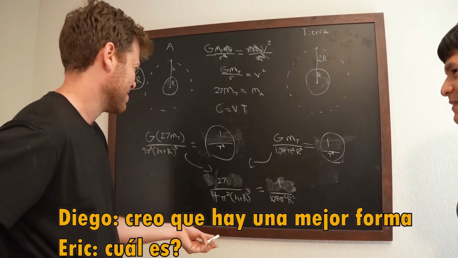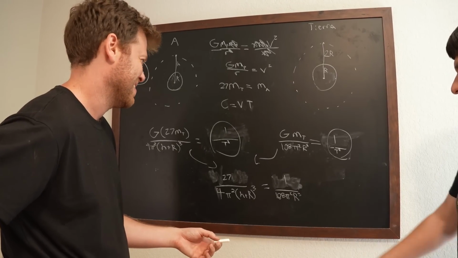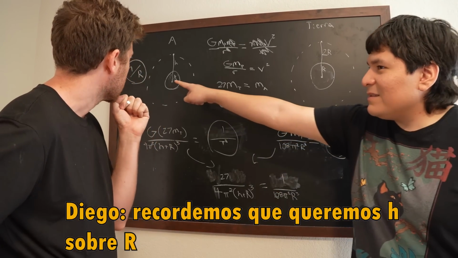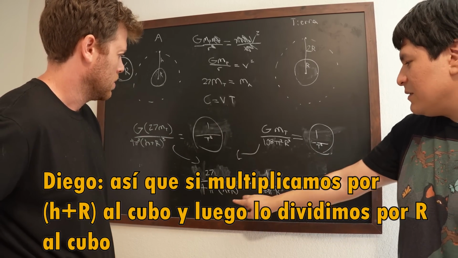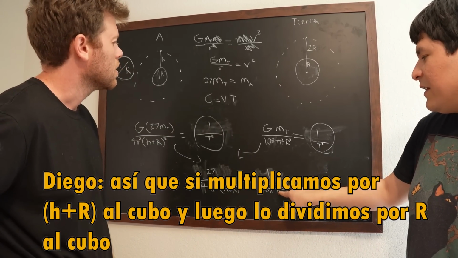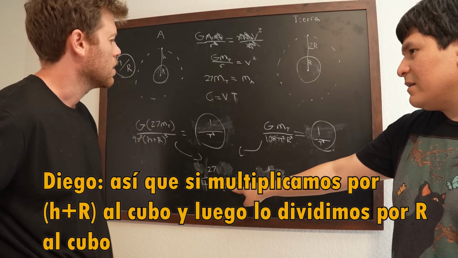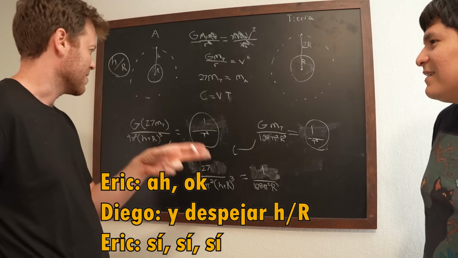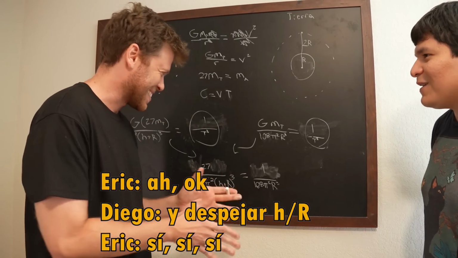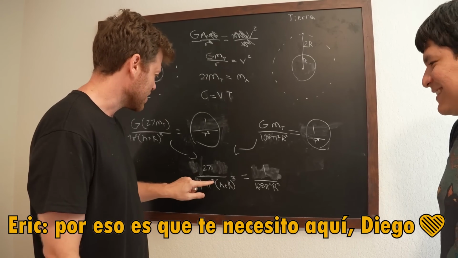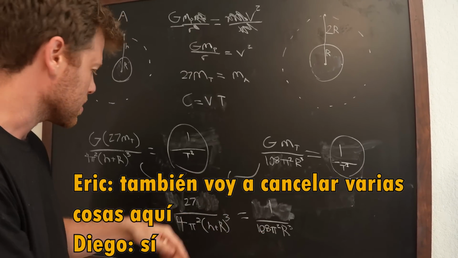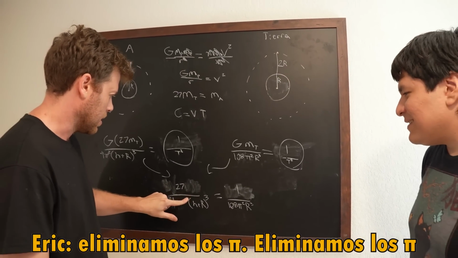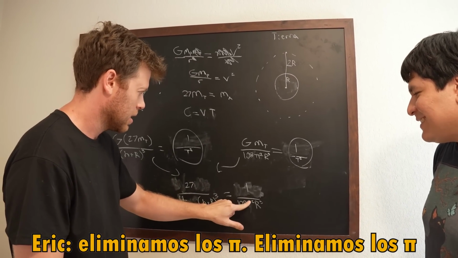Can you care to share? Remember that we want h over r, so maybe we can just multiply this guy over there and divide the r cubed into the... Yeah. Okay, and solve for h over r. That's why I need you here, Diego. I'm gonna do some more canceling. We can get rid of the pies.